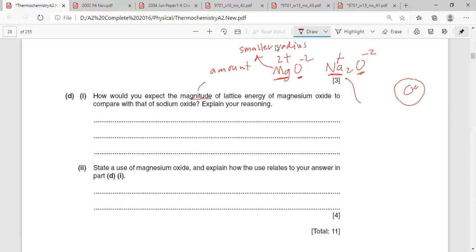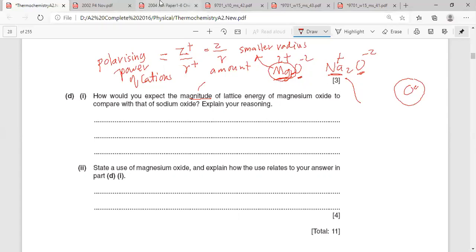Okay. Now you can use the other term called polarizing power. Okay, I'm going to show you now. Polarizing power of cations is equal to the charge over the radius. Of course, the charge here for magnesium is 2, and the radius is smaller than that of sodium. Of course this will have a larger polarizing power. Okay, so the stronger attraction. So we expect the lattice energy of this to be bigger than this, which is true.